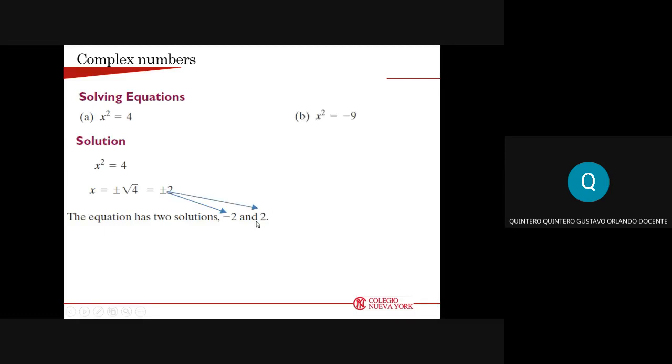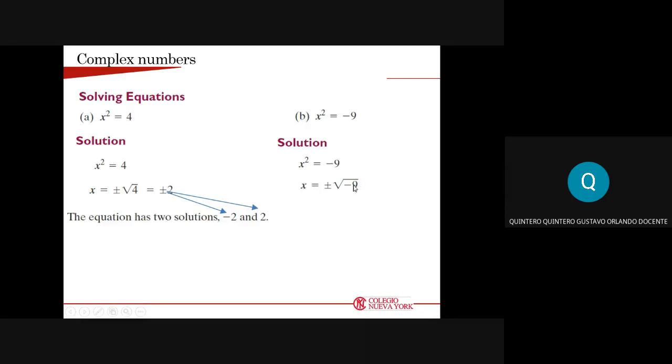But what if the number is negative? Look at this: x squared equals negative 9. Another example. You would do the exact same process. Isolate the x by taking the square root on the other side. That square root is both positive and negative. But now we have to ask ourselves, what is the square root of negative 9? Please do not say negative 3.